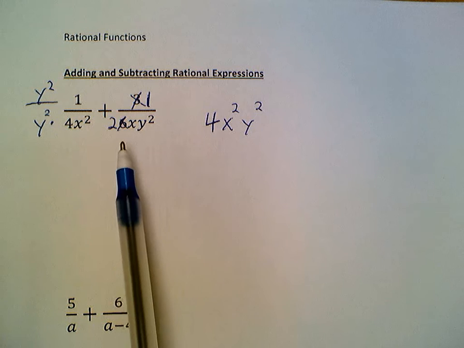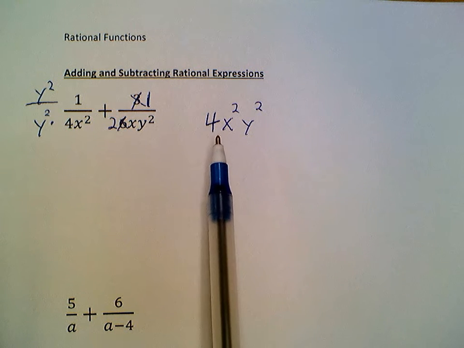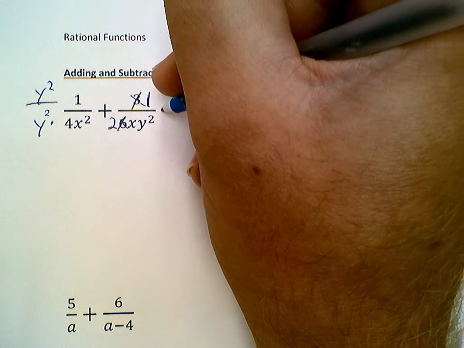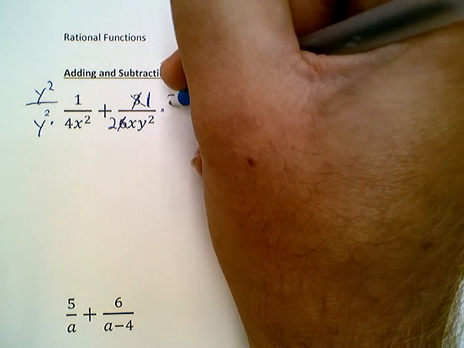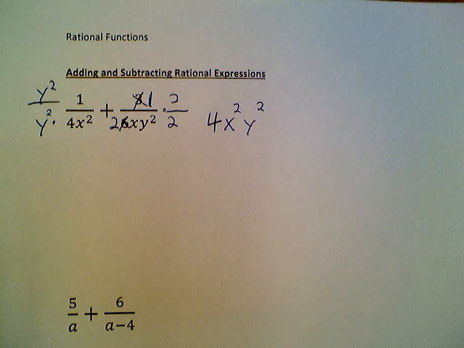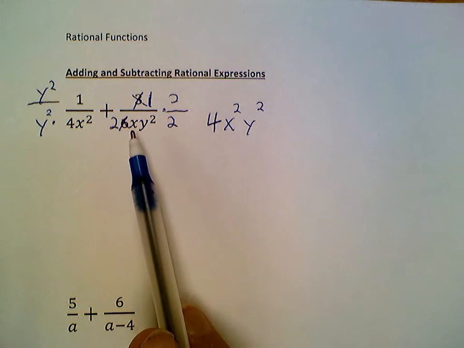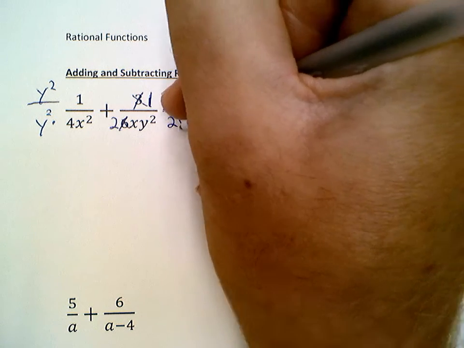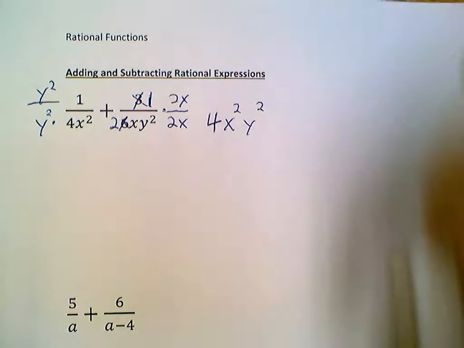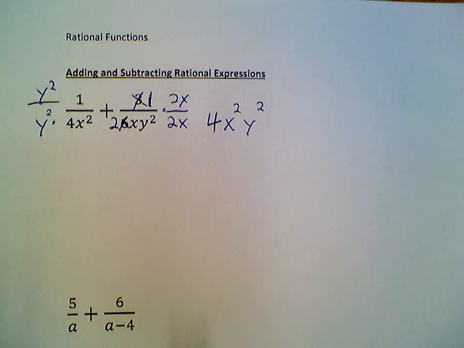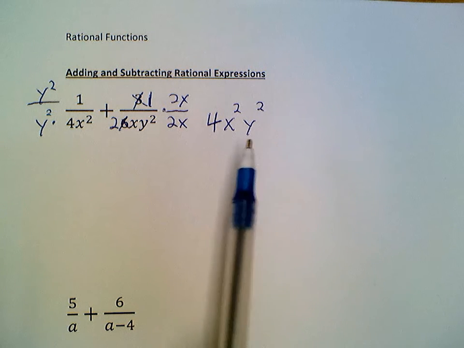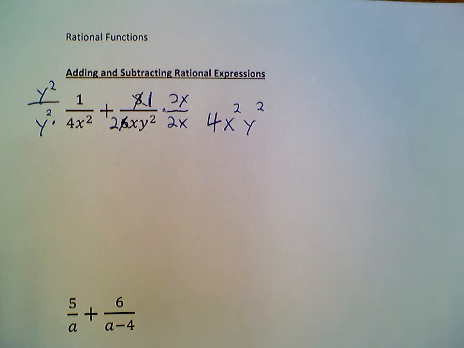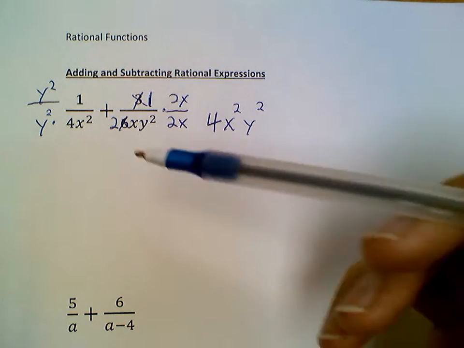Then on the next fraction, I've got a 2 and I need it to be a 4, so I'm going to multiply the top and the bottom of this by 2. Then I have an x, which I need to make into x squared, so I'm going to have to multiply by an x to the first to change my x to the first into an x to the second. And then I need a y squared, and I already have a y squared, so I don't need to multiply by any y variables.